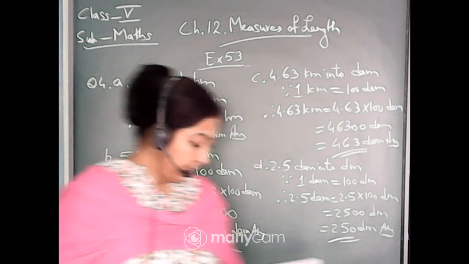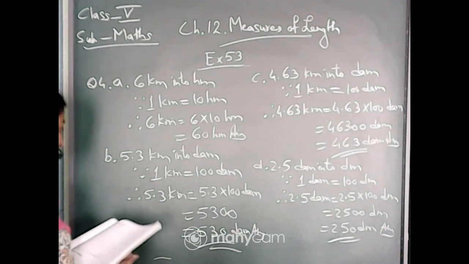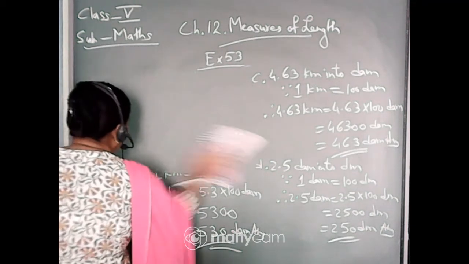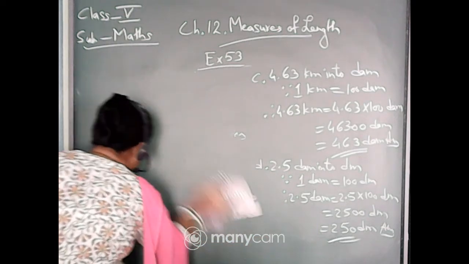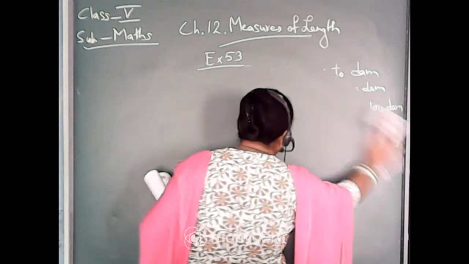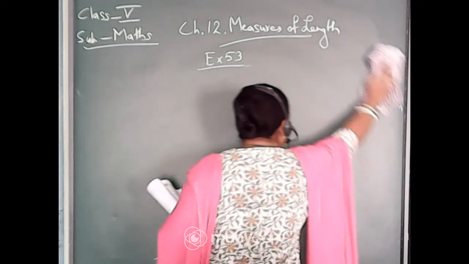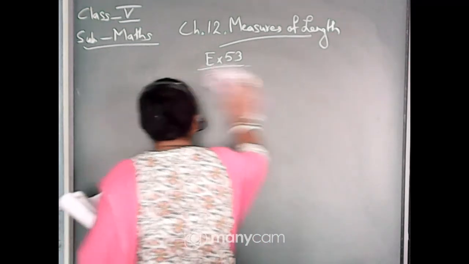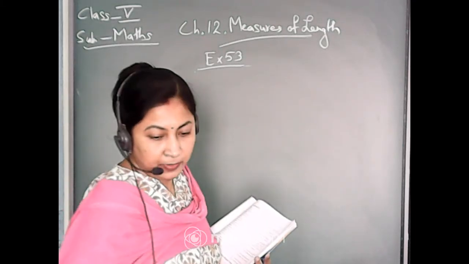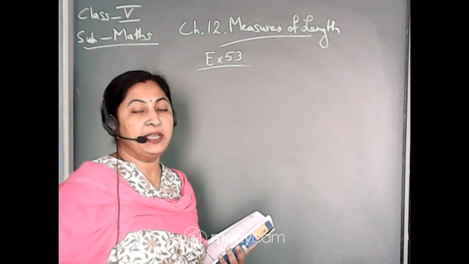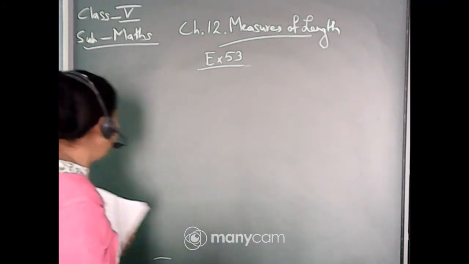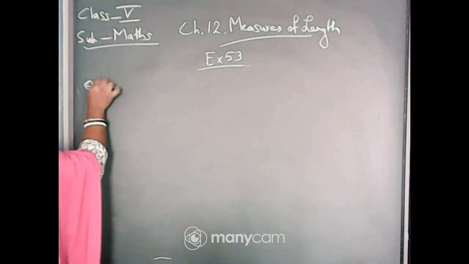Now let us come to the next question, question number 5. This way you will do the conversions from higher to lower units. These all are conversions from higher to lower units. That's why we are multiplying. But when we do the vice versa, that means from lower to higher, that time we will divide. Okay. Now come to question number 5.